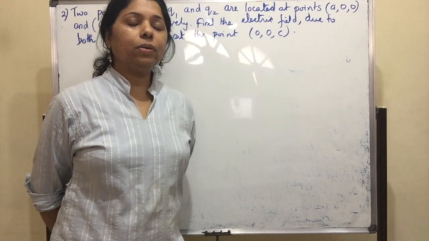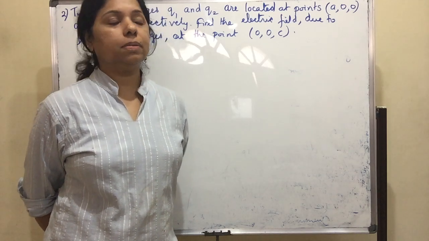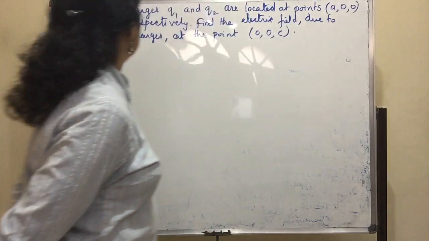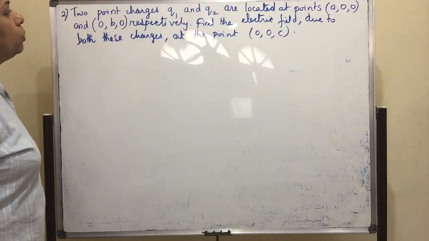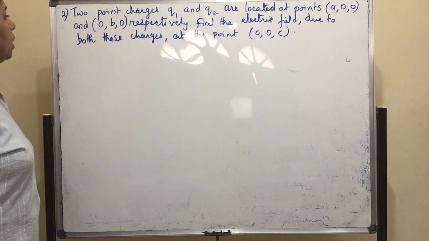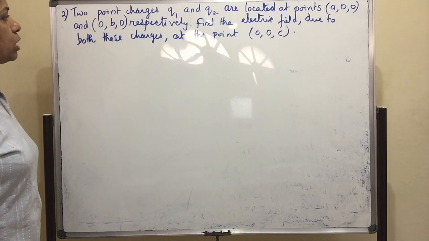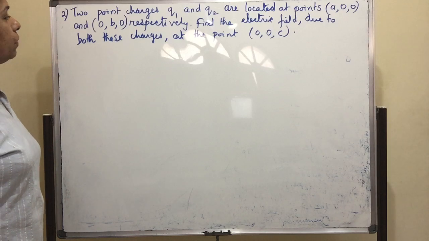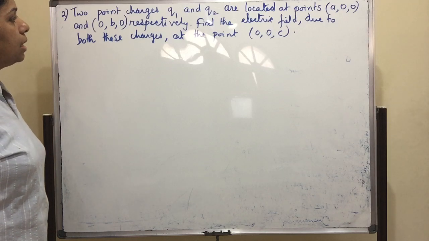In this video, we are going to look at another question of the same chapter. This is the question: two point charges Q1 and Q2 are located at points (A, 0, 0) and (0, B, 0) respectively. Find the electric field due to both these charges at the point (0, 0, C).